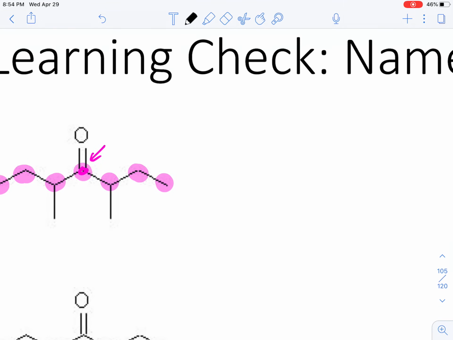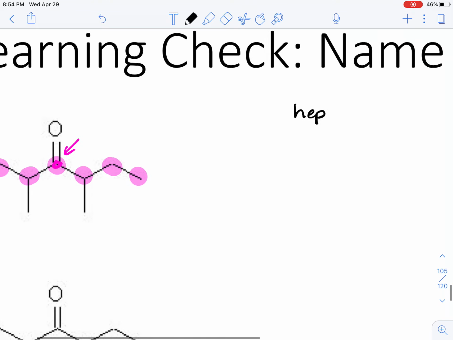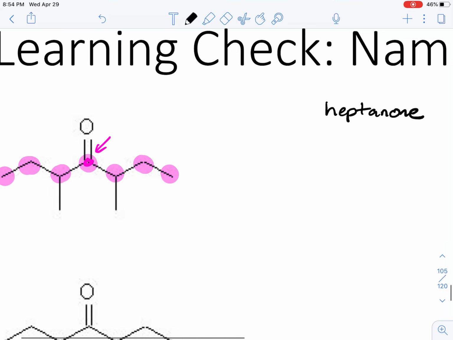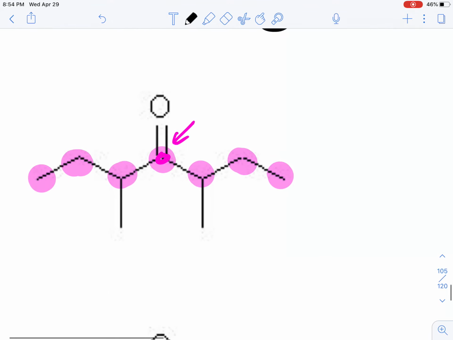So we're going to write hep. Now if you look at my parent structure, they're all single bonds. So this is going to be heptane. My rule tells me that I'm going to erase the E, add the -one ending, so this is heptanone. And so, unlike aldehydes, I have to tell the reader what carbon number that carbonyl carbon is on. So I need to create a numbering system.